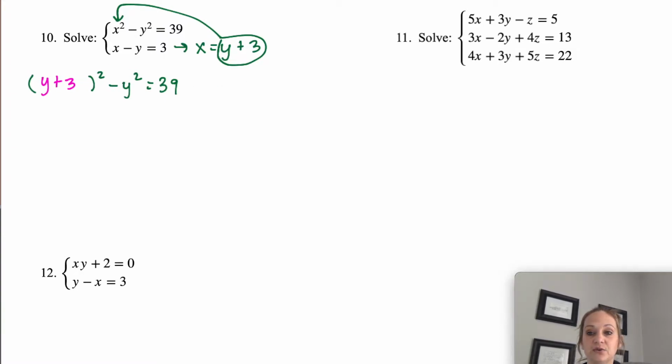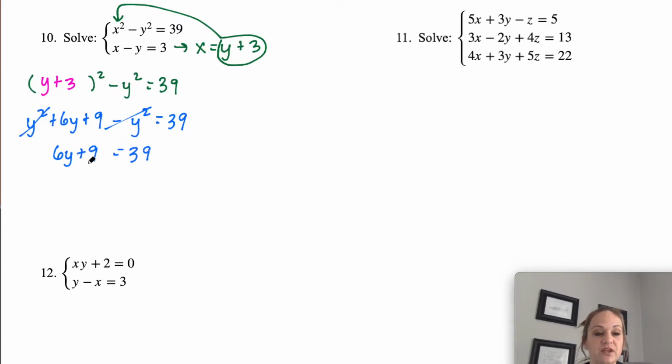And now I need to FOIL. So y plus 3 squared will give me y squared plus 6y plus 9 minus the y squared equals 39. Y squared and negative y squared cancel, leaving me 6y plus 9 equals 39. Subtract 9 and you'll get 30, and then divide by 6 and you get 5.